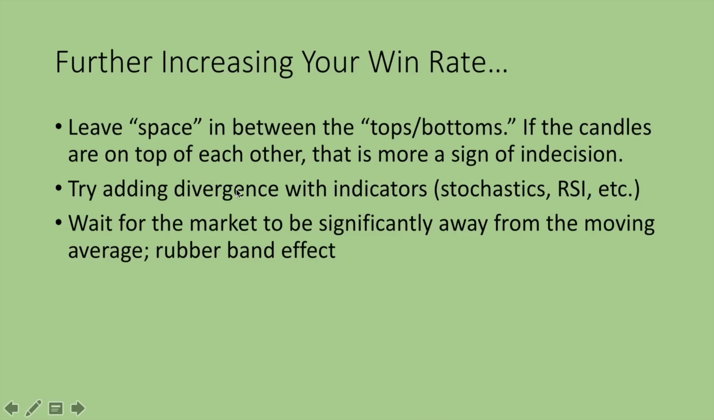Another thing you can do is try adding divergence with indicators. For example, if you use stochastics or the relative strength index. If you don't know what divergence is, that's essentially if you see the market move up, but one of your indicators is telling you that the market should be going down. It's basically where two things are telling you opposite things. That's a strong signal that the market's about to fall.